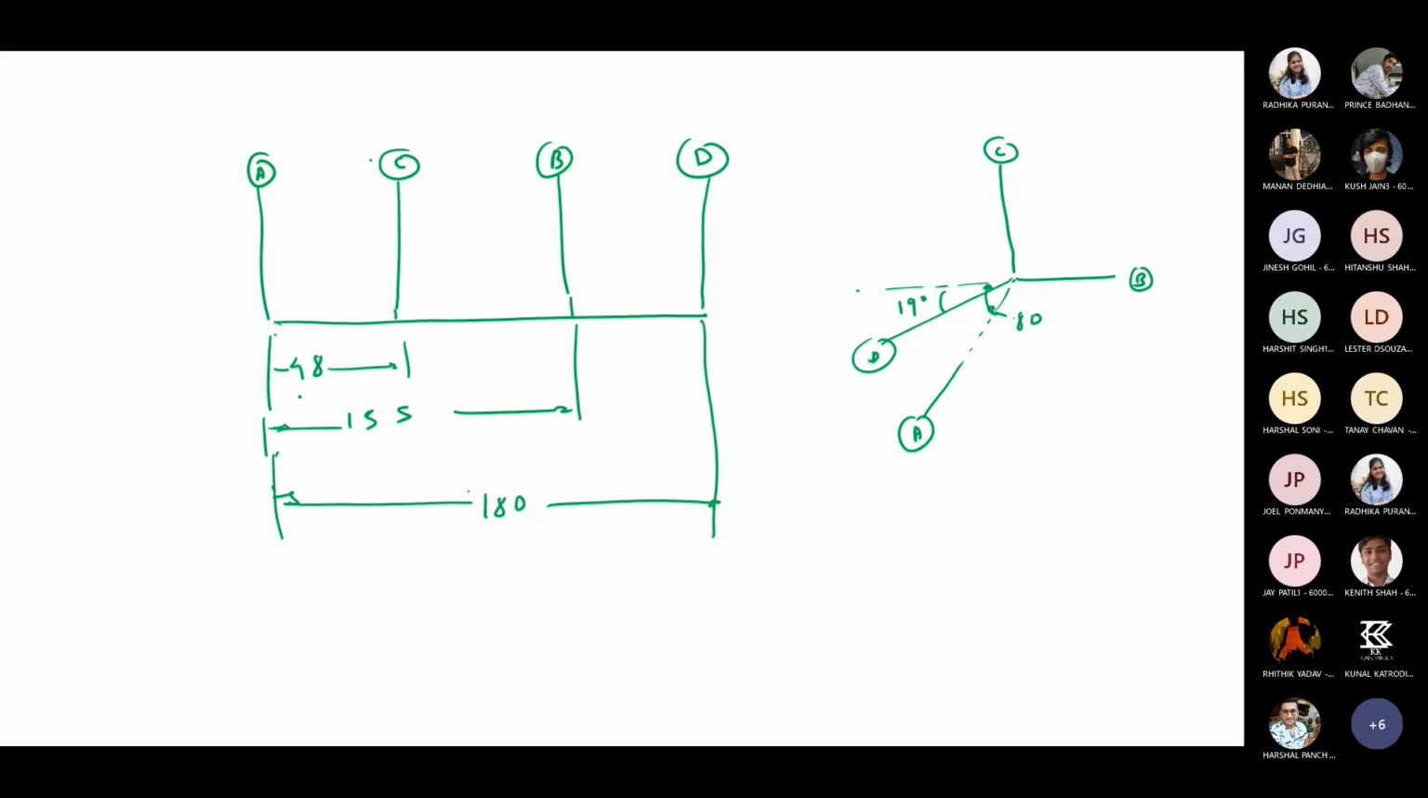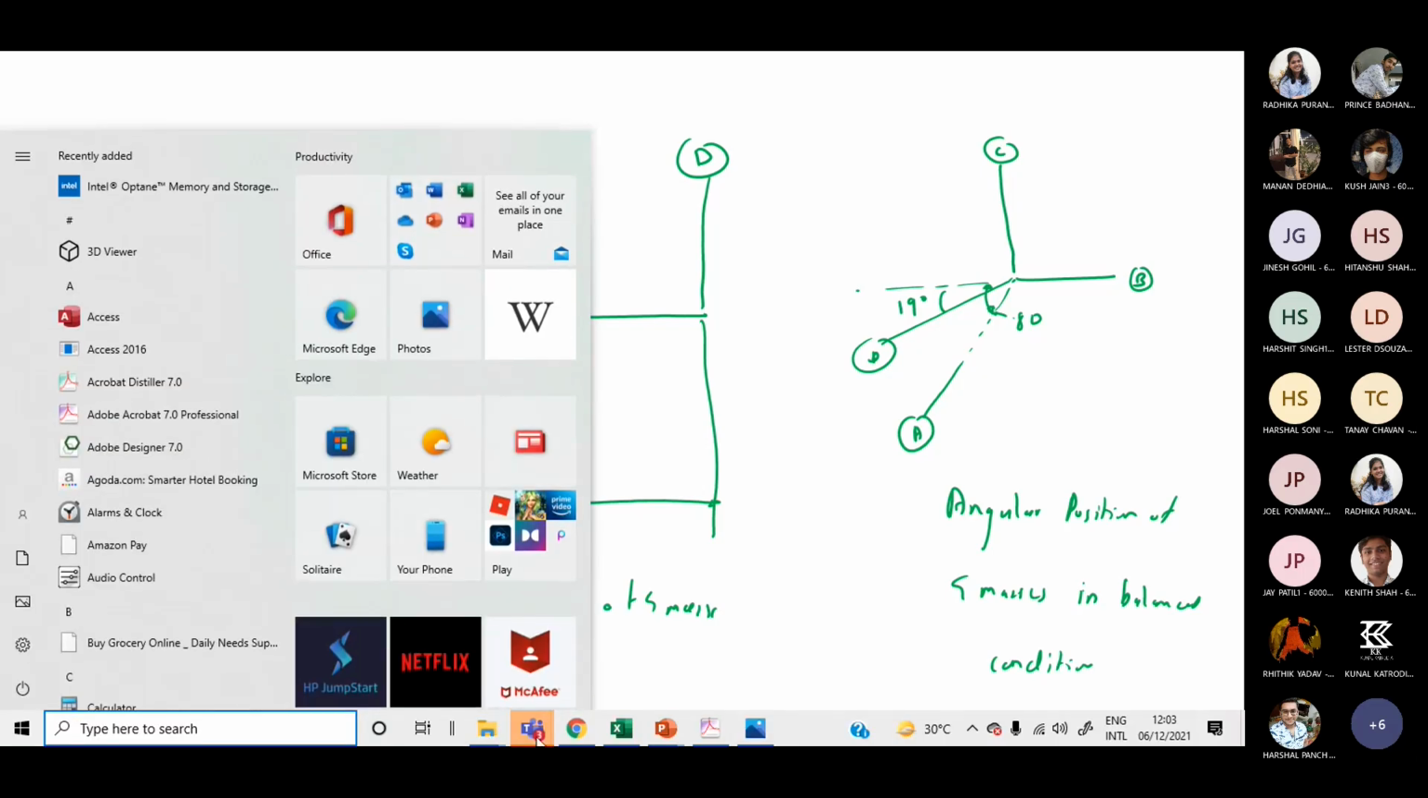So now you have the lateral position of four masses, and also you have the angular position of four masses in balance condition. So in this position, the system is completely balanced. Okay. So now we are going to verify this experimentally by setting the masses in this angular position and this lateral position. Right? So that part is done in the videos.